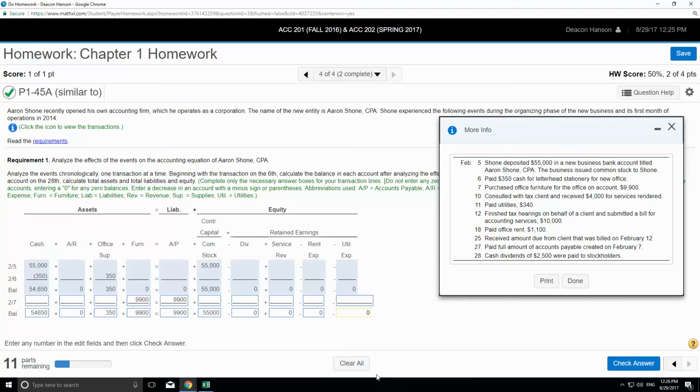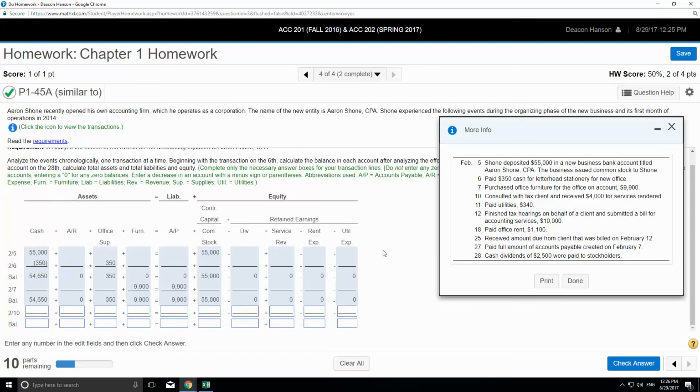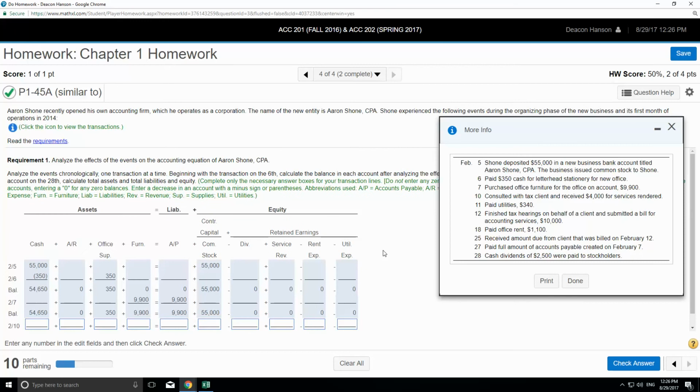Yes. Oh, I got well done this time. So if it says on account, that's an account payable? It depends, right? If you buy something on account, that's an account payable, because you bought something but you didn't pay for it, right? You did it on account.